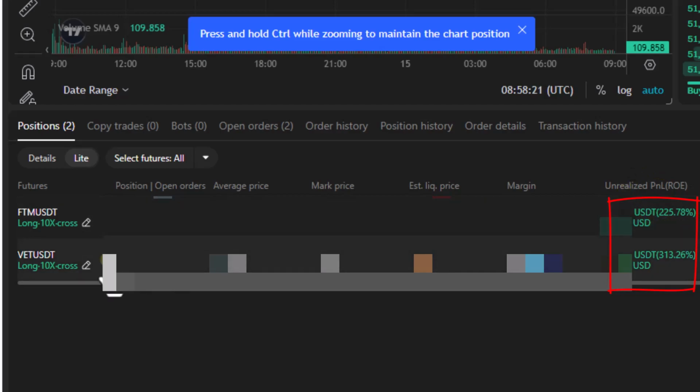And my VeChain long, which I opened a couple of days ago, I think about 3 days ago, went up about 20% on the first day, second day 150%, and now I'm up 313%. So we're all looking good here. Let's move over to Bitcoin.